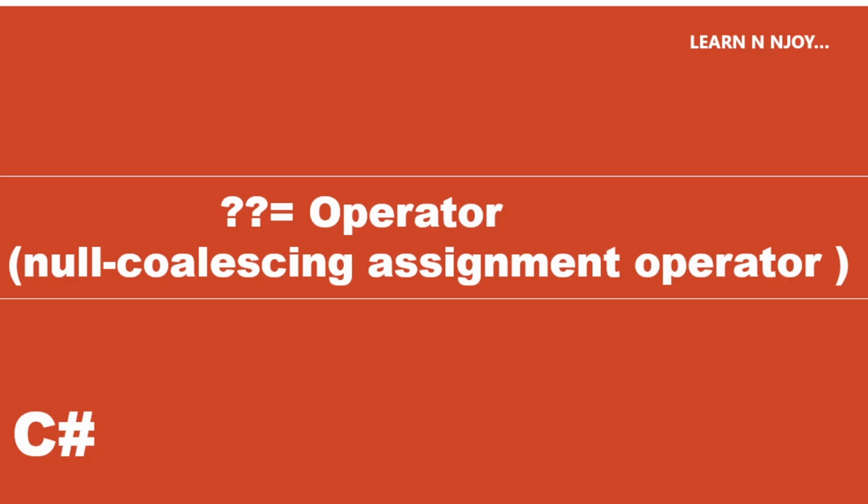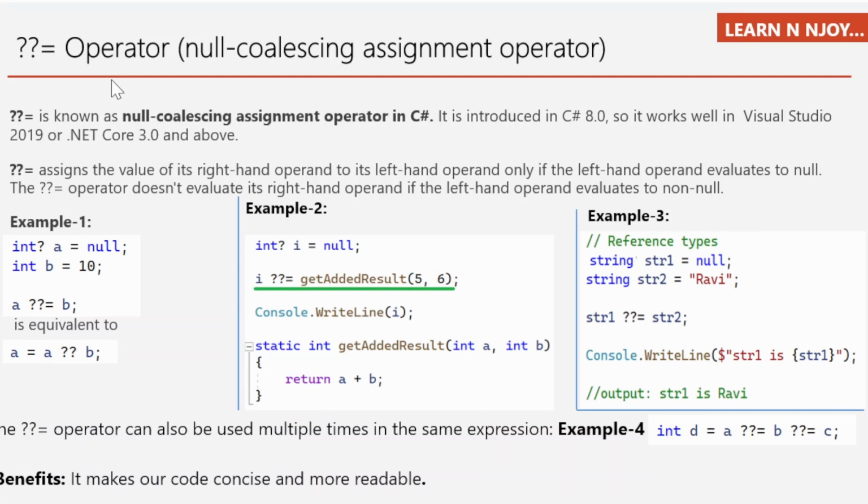Double question mark equal to sign operator, which is also called the null-coalescing assignment operator in C#. So what is the null-coalescing assignment operator? It assigns the value of its right-hand operand to its left-hand operand only if the left-hand operand evaluates to null. This operator does not evaluate its right-hand operand if the left-hand operand evaluates to a non-null value.